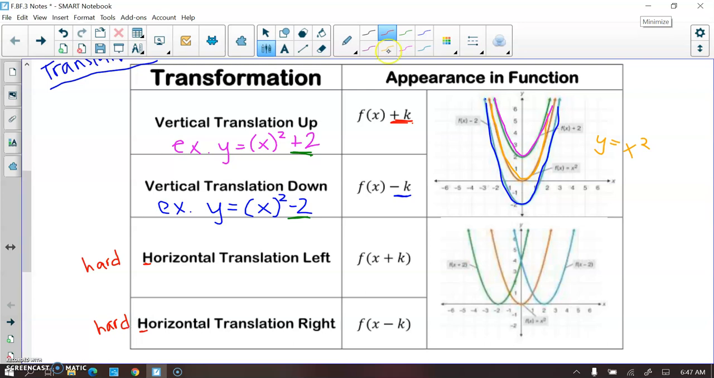Now, if we have our parent function, y is equal to x squared again, and this time I am translating 2 to the left to get this green graph.